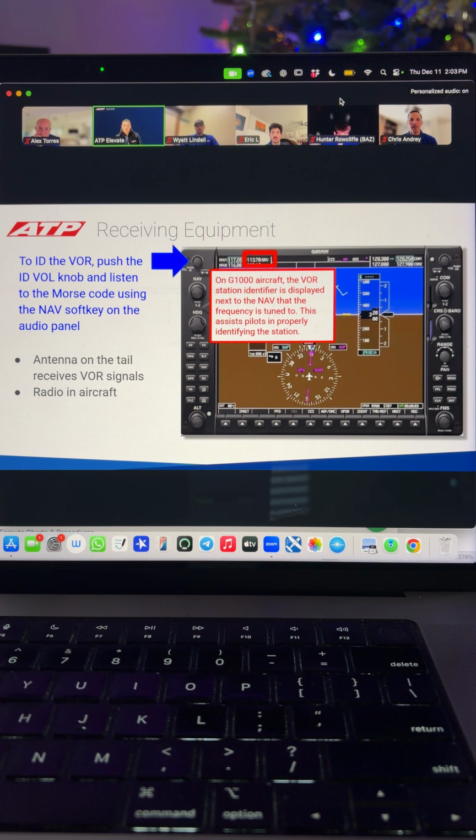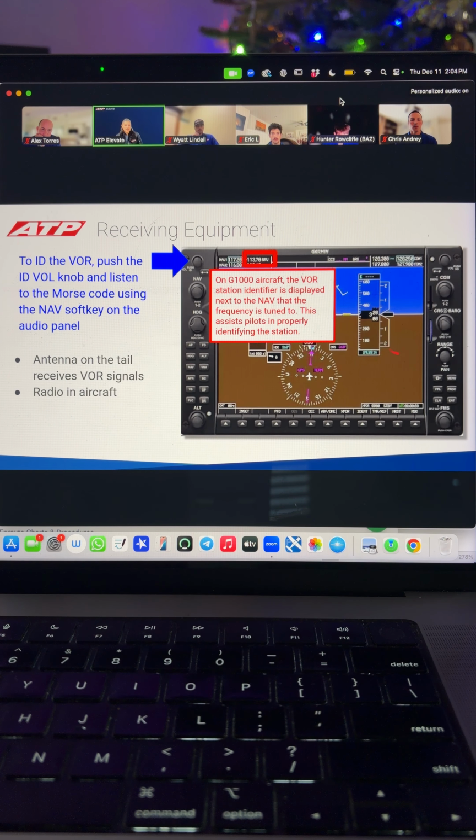But on your G1000, you are going to hit the ID button. If you push this in, it's going to give you the identifier. The really cool thing about the G1000s is it's actually going to show you the identifier there, so you can make sure that you have it tuned to the right frequency for the VOR that you're actually looking to tune into. Also, if it shows up, it's indicating that you're within range of that VOR.